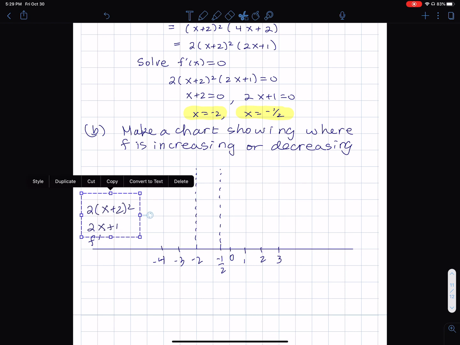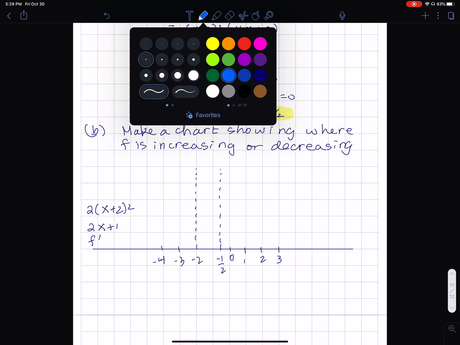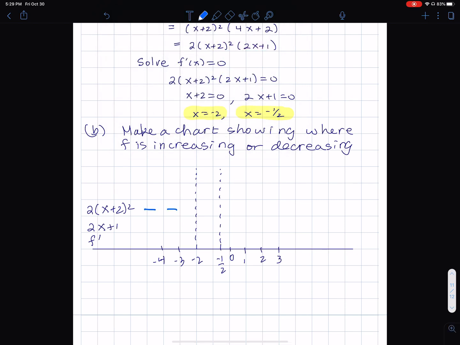The reason I'm doing that is so I can draw a conclusion about the function f and where f is increasing or decreasing. Now, 2 times x plus 2 squared is never negative because it has a square. It's equal to 0 when x is negative 2. Oops, I did exactly opposite. It's never negative, so I need to put plus.